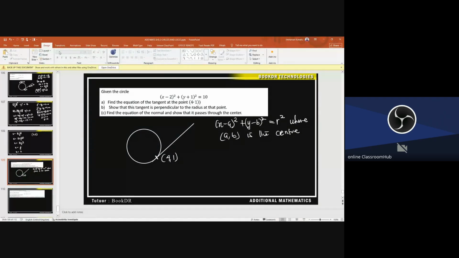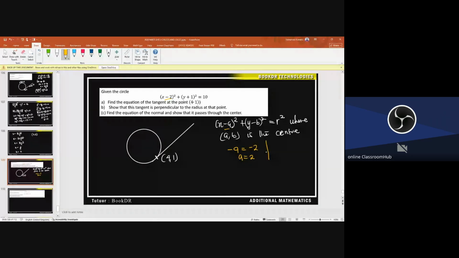So here, comparing, our minus A in this bracket is equal to the -2 here. So it means our A will be +2. Then comparing, our minus B will be equal to the 1 here. So minus B is equal to 1 implies B is equal to -1. So the center will be 2, -1 as rightly indicated. Good.